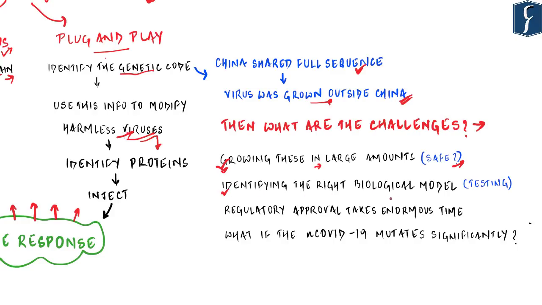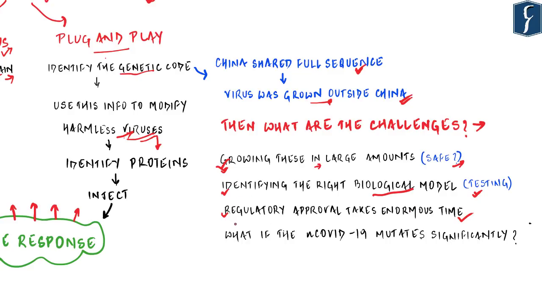is a need to identify the right biological model or the animal on which the first set of vaccines will be tested. And so far, we have not been able to identify that correct biological model which would resemble the human mechanisms precisely. Similarly, after the development of these vaccines, they go through very rigorous regulatory approval procedures throughout the world. And it takes anywhere around 1 to 2 years for that to happen.